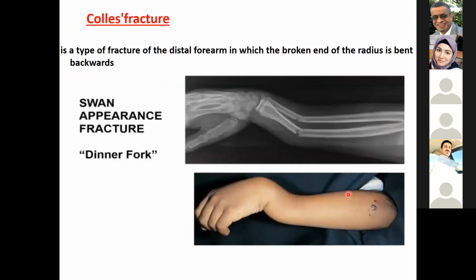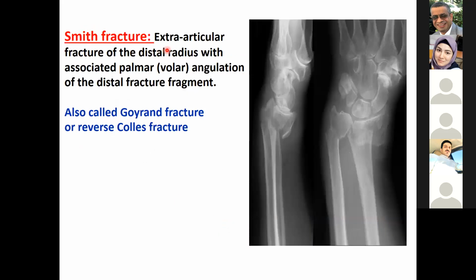Colles fracture. This is a type of fracture of the distal forearm in which the broken end of the radius is bent backward, which forms the dinner fork appearance, a characteristic deformity. Smith fracture is an extra-articular fracture of the distal radius with associated palmar or volar angulation of the distal fracture fragment. It is also called Goyrand fracture or reverse Colles fracture.